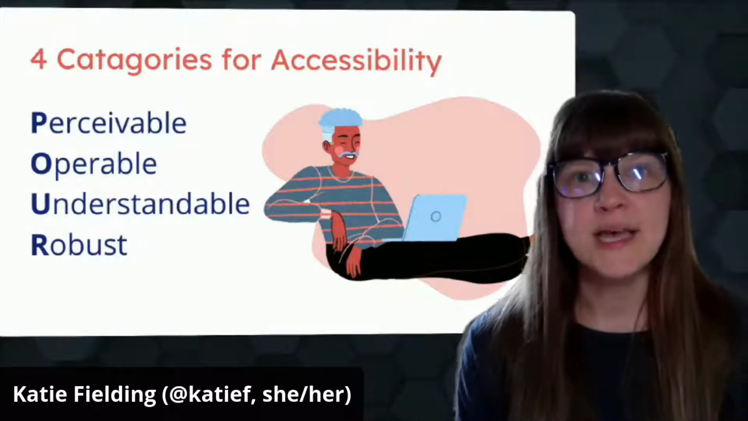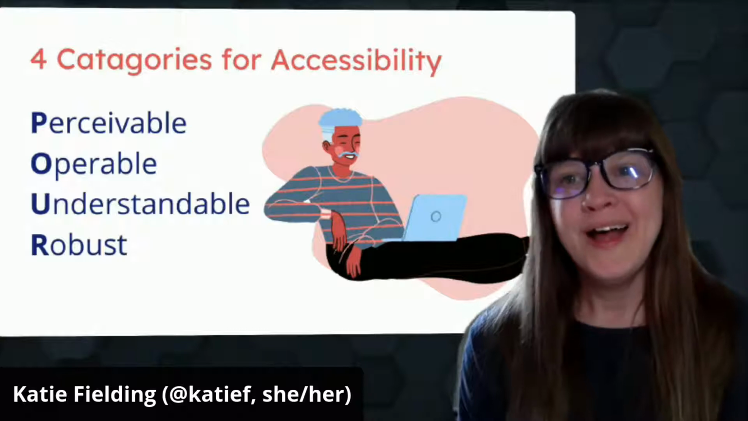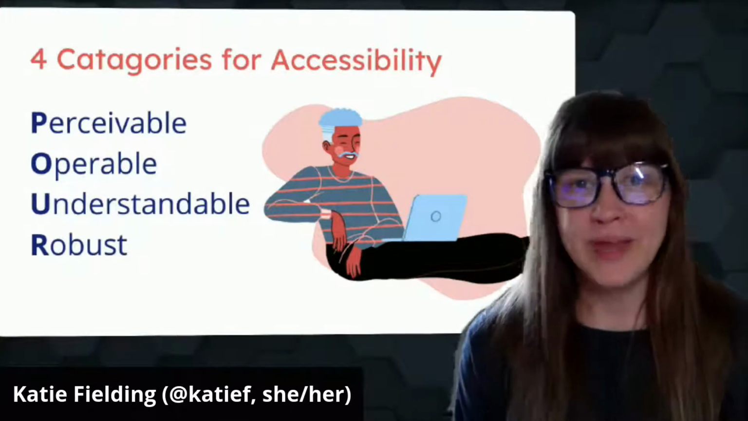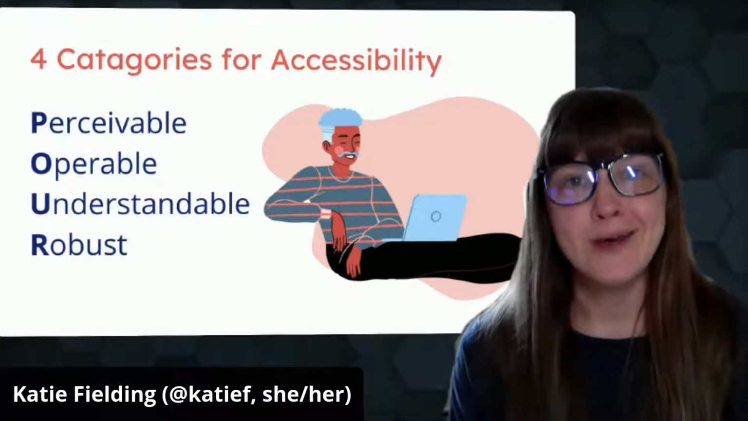Actually, as educators, we really need to focus on the P, the O, and the U. The robust is going to be the tool itself, so Canvas. Canvas is a robust tool built with accessibility in mind, so we can focus on the first three.